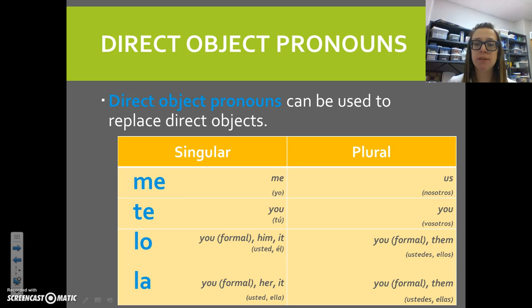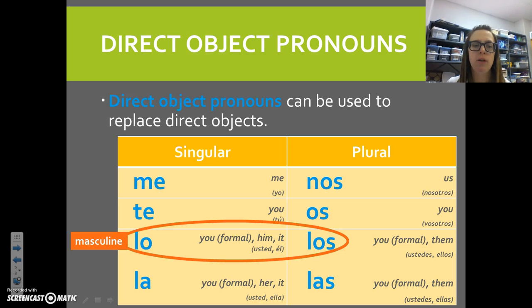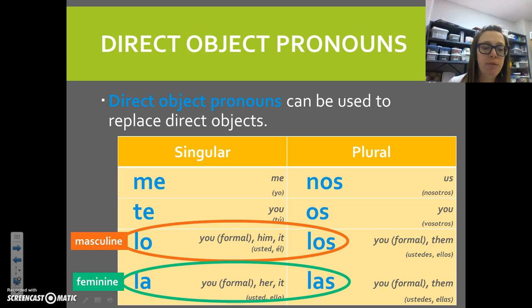For the plural forms, we have nos for us. Okay, that's the nosotros form. We have os for you, which is the vosotros form. And then we have los for you formal or them, and that would be a mixture of men and women for the they form. And then also las for you formal and them, and that would be all female for the ellas form. Okay? So notice that the lo and los are masculine, and the la and las are feminine.